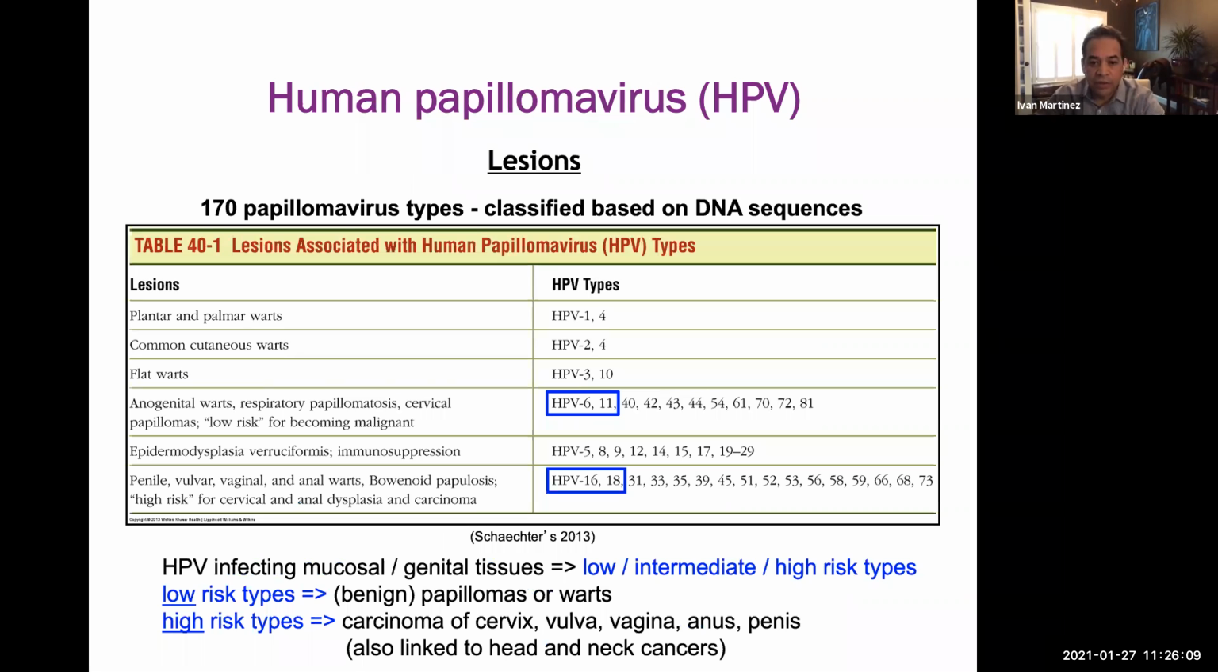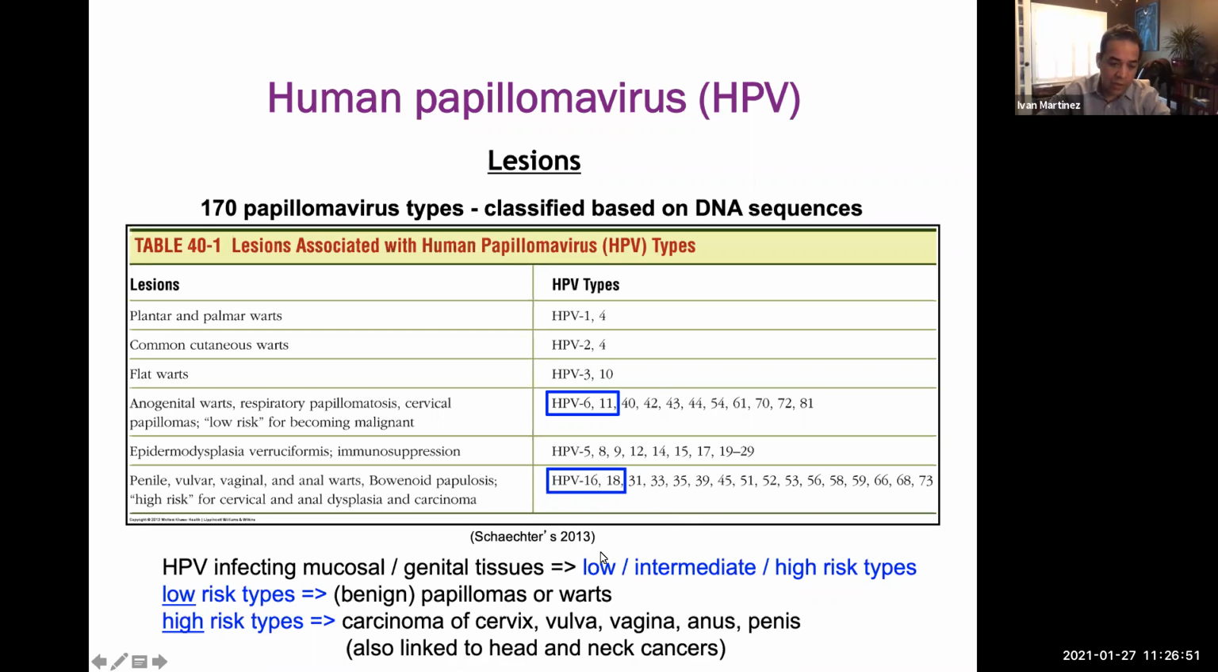So human papillomaviruses, the lesions, you can see here that there are more than 200 classified types of HPVs, specifically human papillomaviruses that we discovered. Most of them, like the plantar and palmar warts, are caused by HPV 1 to 4. The anogenital warts are mostly caused by low risk papillomaviruses like HPV 6 and 11. But the most important ones to study, of course, in cancer, cervical cancer, and related cancers are HPV 16 and 18. And of course, the other high risk papillomaviruses like the 30s, 40s, and some 50s.